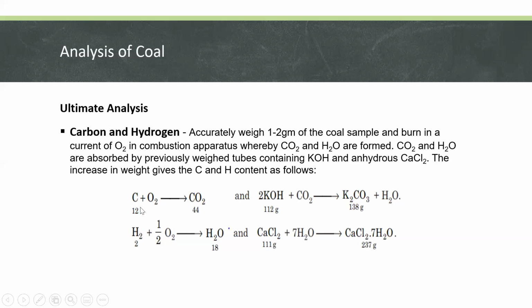So we have here our chemical reaction. By combustion, the carbon of the fuel produces carbon dioxide, and the hydrogen content reacts with the oxygen and forms water. These two byproducts of our combustion are absorbed by the potassium hydroxide and the calcium chloride, wherein the potassium hydroxide reacts with the carbon dioxide and produces this compound, while the calcium chloride reacts with the water and produces this compound.